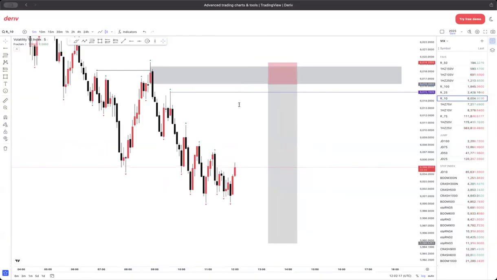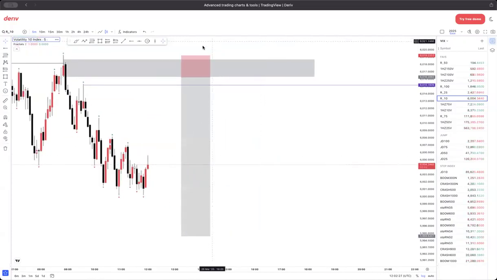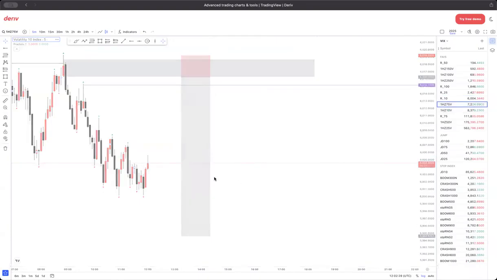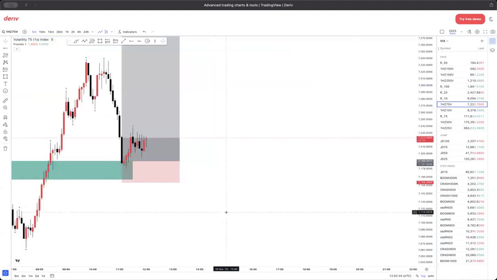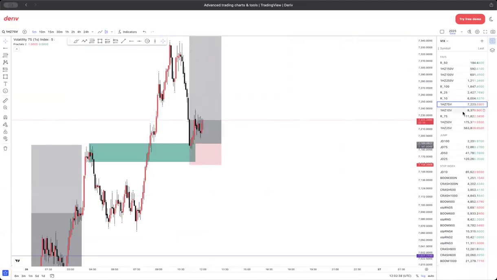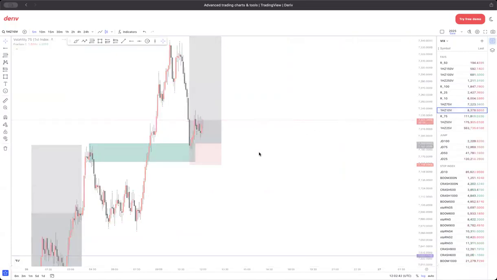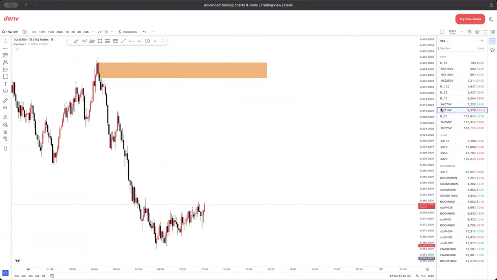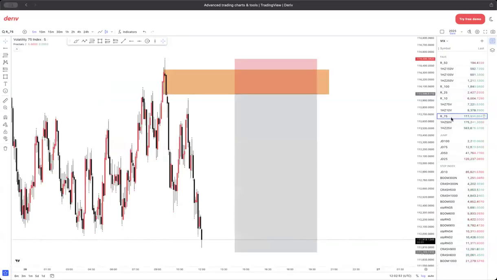Weekly, daily, 4 hours. You can still go down to the 2 hours, then the 1 hour. After the 1 hour, you can go down to the 15 minutes, 5 minutes. If you watch the market structure video I sent, you see where I explained the breaker block model for you guys. So that's that on that.